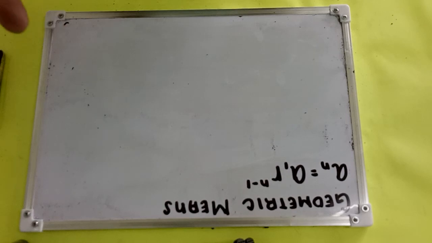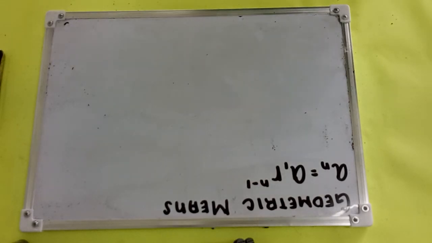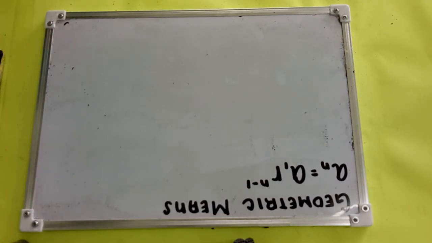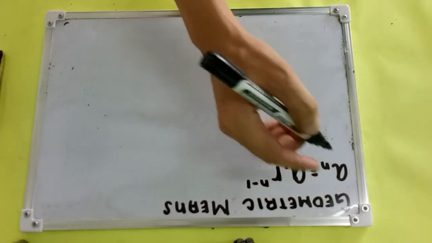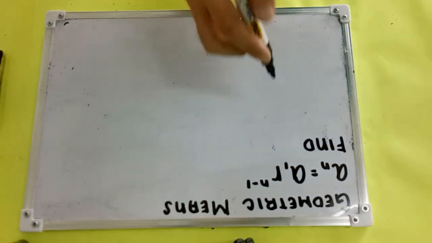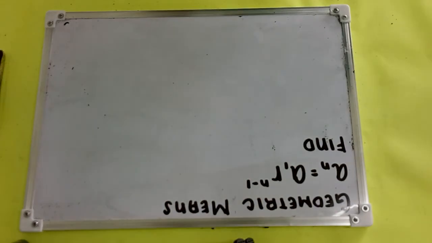So we already identified geometric sequence. We already compared geometric sequence to arithmetic sequence. And then we find the nth term given a particular geometric sequence. Now, geometric means. How to compute geometric means? Let's have an example. So for geometric means, we will also use this formula.